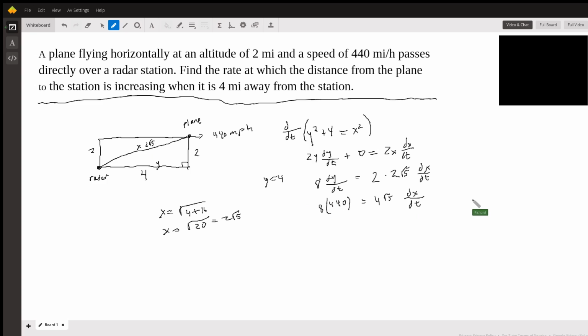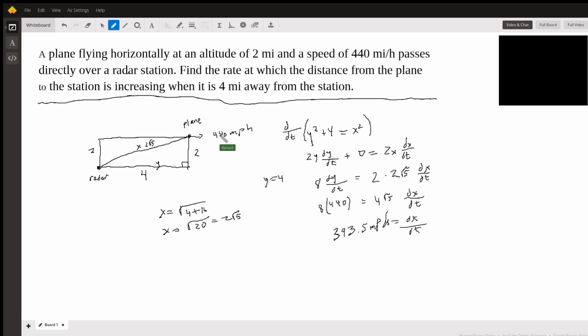Okay, so let me just do this. 8 times 440, and then divide that by 4 root 5. And I get 393.5 miles per hour for dx/dt. Now let's think about that.